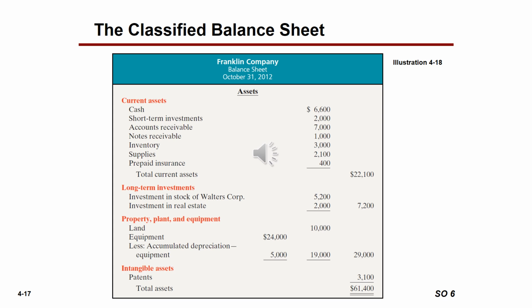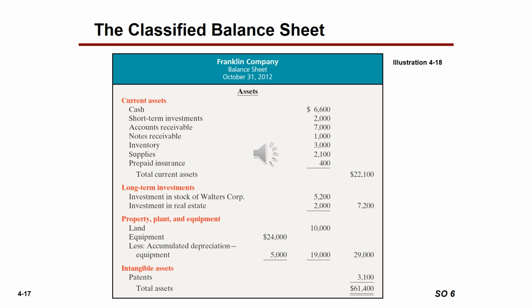This is how the classified balance sheet would look. This is the assets section. As you can see, we have 4 categories or 4 subsections. The current assets, which include assets such as cash, short-term investments, accounts receivable, notes receivable, inventory, supplies, and prepaid insurance. Now, the common denominator here is that these are the assets that are typically used or have an expected lifespan of 1 year or less.